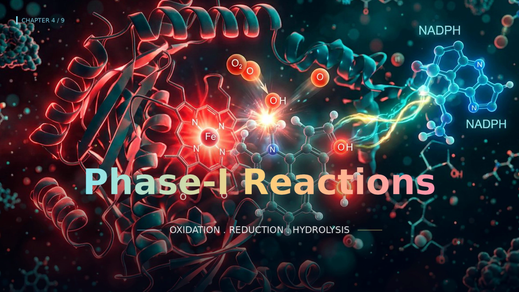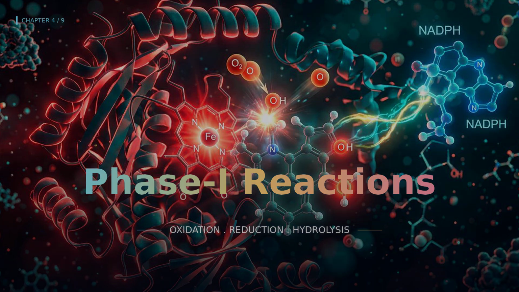Non-microsomal oxidation, handled by enzymes like monoamine oxidase, processes catecholamines and alcohol. Reduction reactions add hydrogen or electrons, while hydrolysis cleaves esters and amines using carboxyl esterases and amidases.